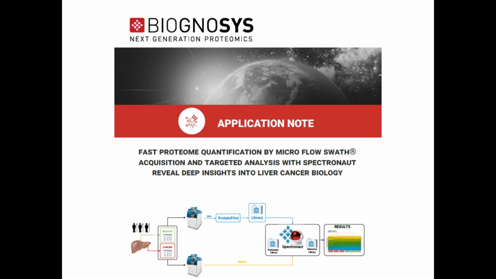Then the next question is about the technical replicates. As I mentioned, we have measured every sample in technical triplicates, so those are technical triplicate re-injections. For these, the median CVs on the precursor level were below 10%.